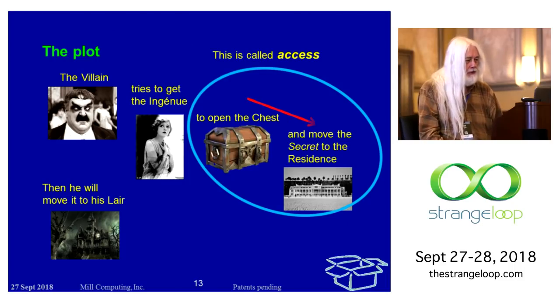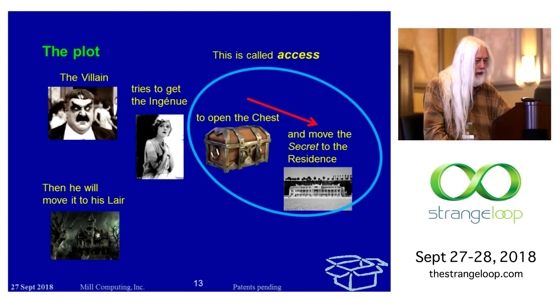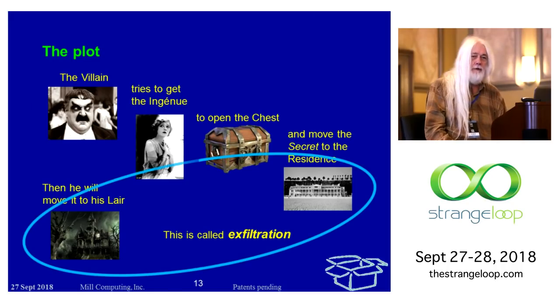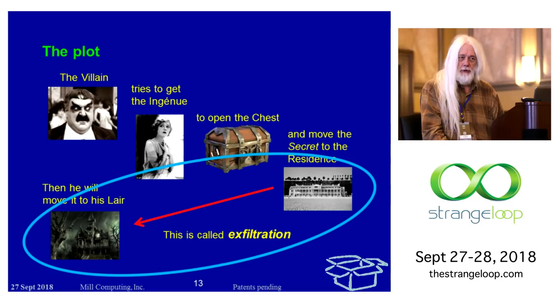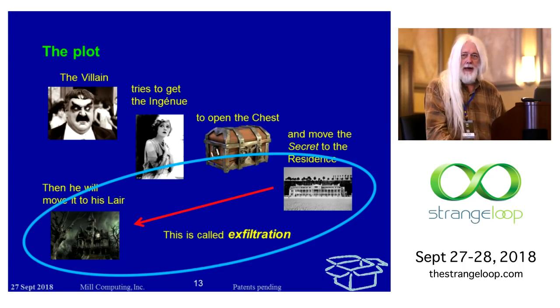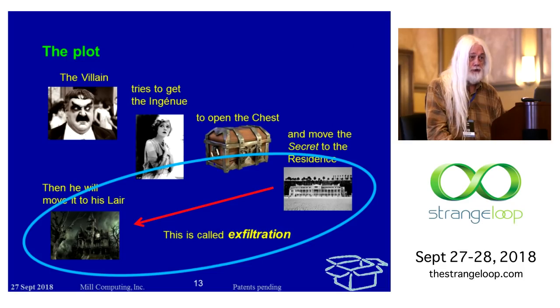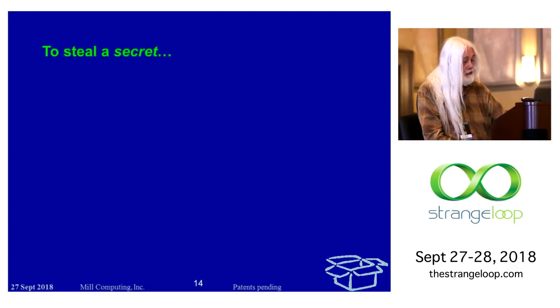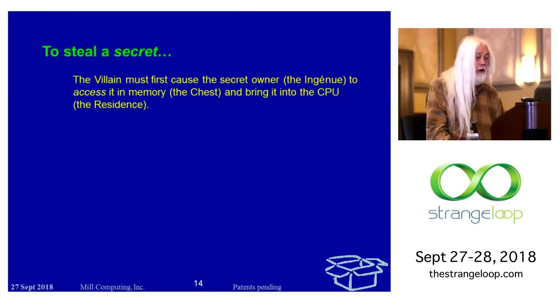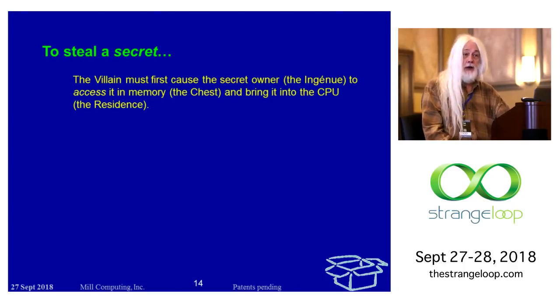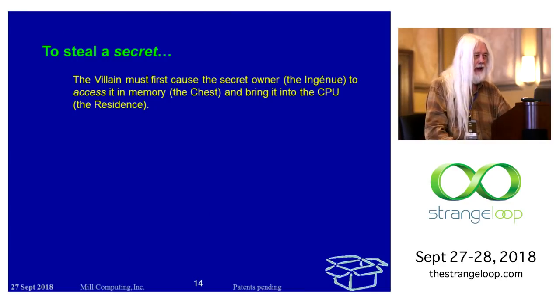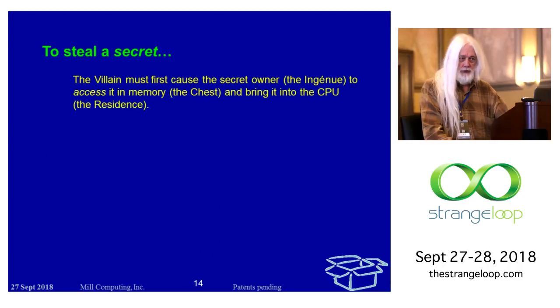The steps to open the chest and move the things into the residence are called access. Separately, the steps of moving it from the residence back to the lair are called exfiltration. All exploits involve both sides of this, and many people, and you'll see an awful lot of comment on the web, confuse these two notions, but in fact they're quite distinct, and what has to be done to defend against them is different. Now, to steal a secret, we must first cause the secret owner, the ingenue, to access it and bring it into the CPU, because the villain has no way, assuming that he does not physically have the machine in his possession, to access the disk or memory.